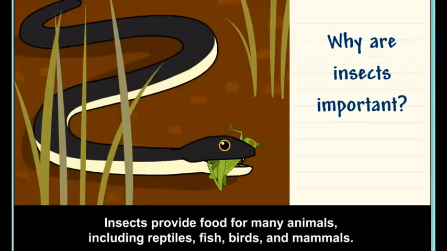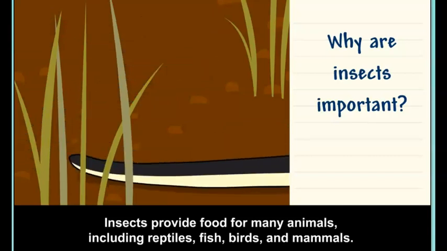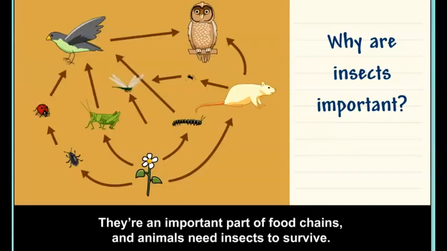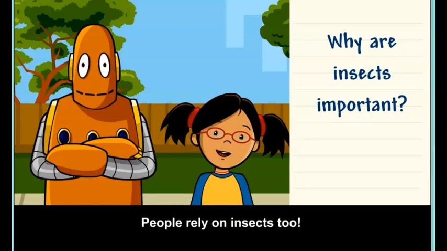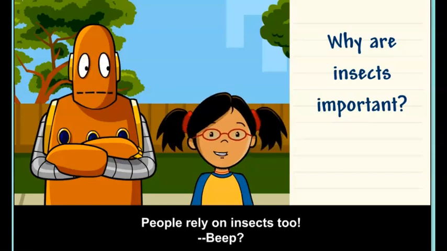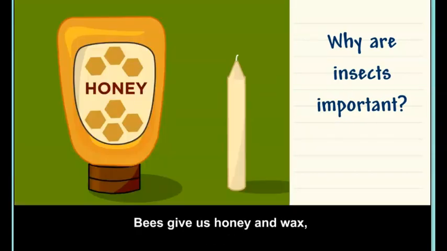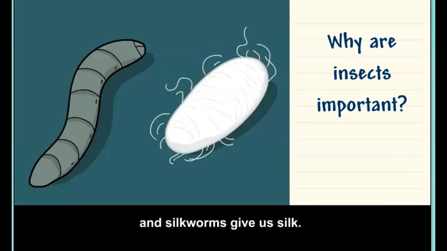Insects provide food for many animals, including reptiles, fish, birds, and mammals. They're an important part of food chains, and animals need insects to survive. People rely on insects too. Bees give us honey and wax, and silkworms give us silk.